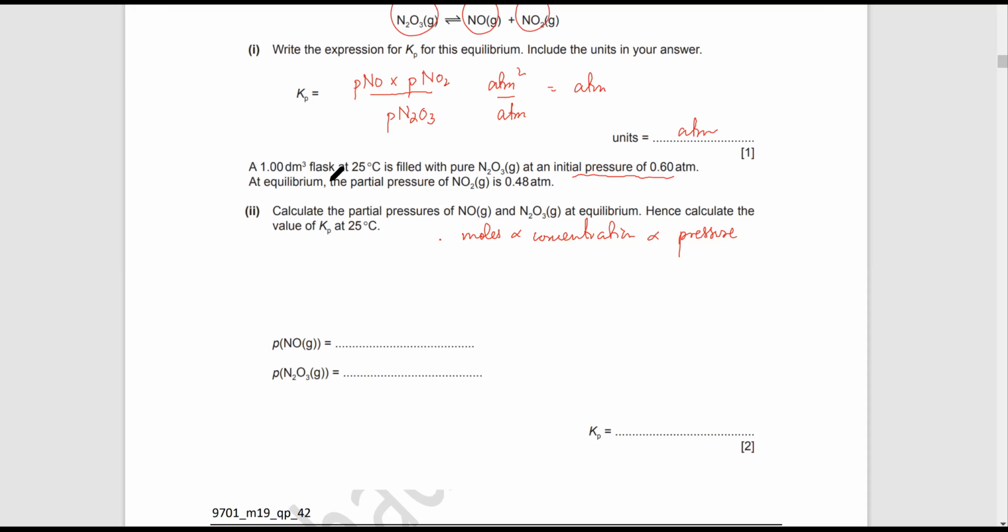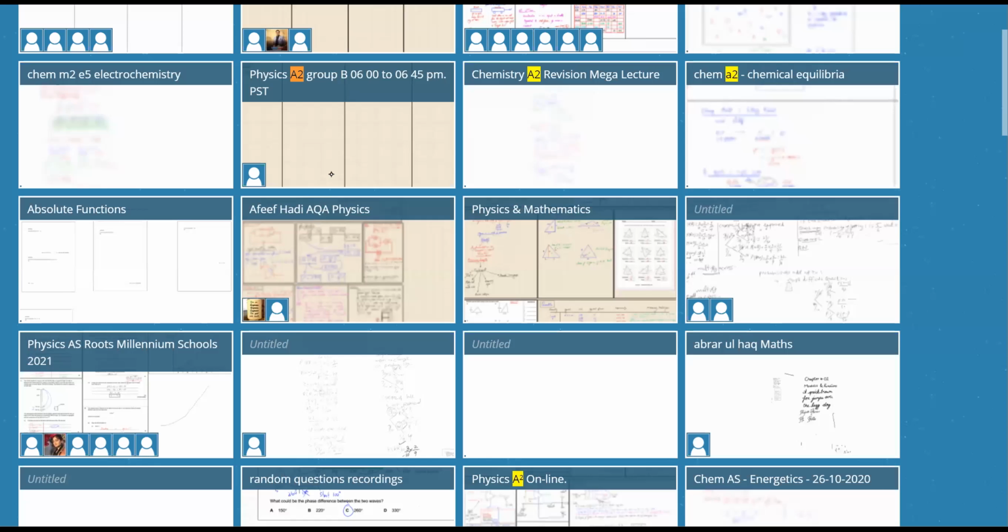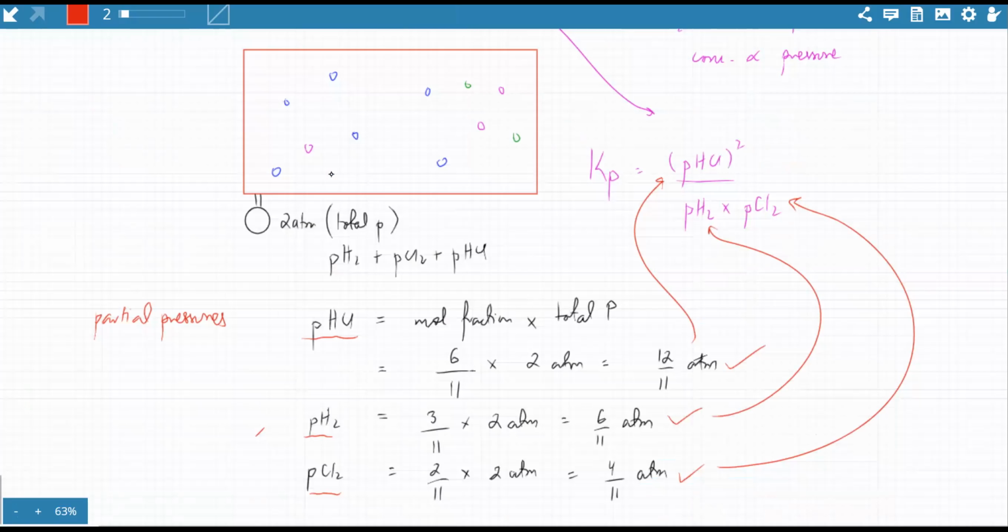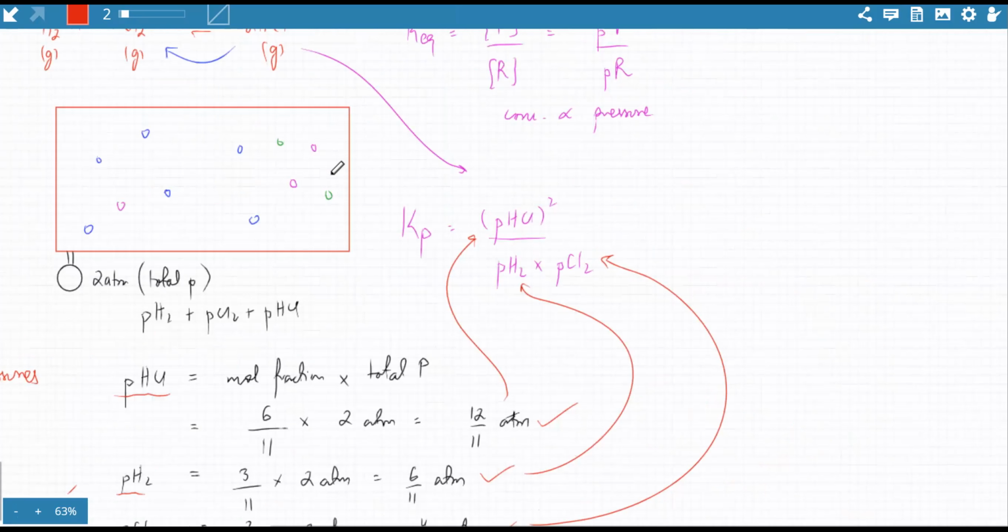The partial pressure formula, pressure of products. Sir, this formula above, which formula is it, this one? Kp is equal to... yes sir, that one.